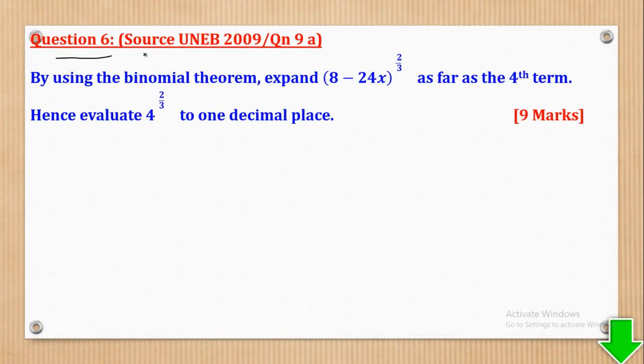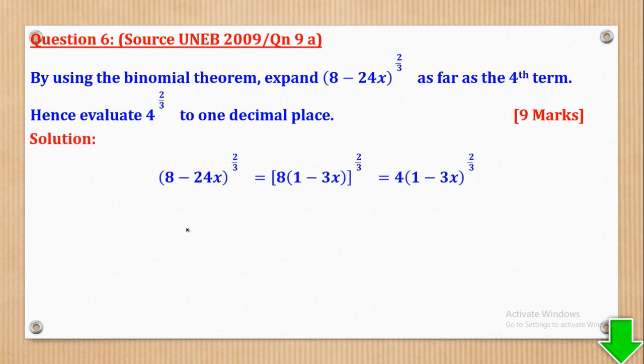So now we shall go to question 6, which came from UNEB 2009 paper 1 question 9a, and says using the binomial theorem, expand this as far as the fourth term and hence evaluate this to one decimal place. So like I told you, the binomial expansion we know, or the one which is easier, is when one of the terms is positive 1. But in this case, it was 8, meaning that we have to make it positive 1 by factorizing out 8 here.